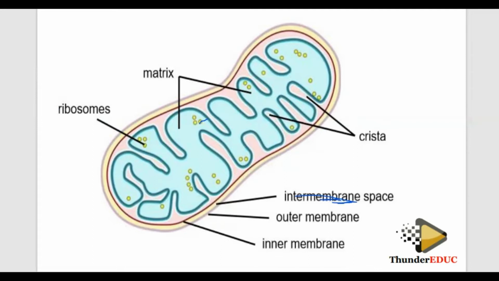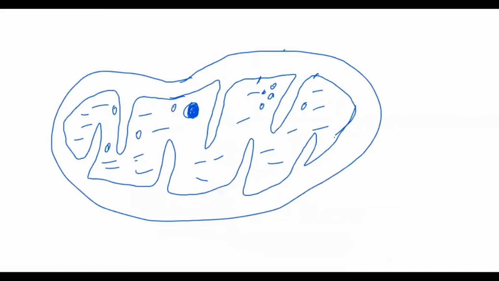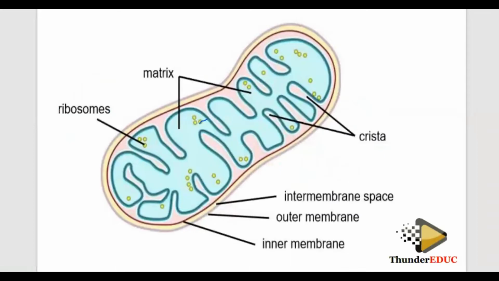This is what I'm talking about. So when you are drawing, don't shade. Draw it in a simple way, like this, and then start to label. These extensions are called cristae. Those extensions, this is the one I'm talking about. These infolded things, we call them cristae. So that is the simple structure of a mitochondrion.